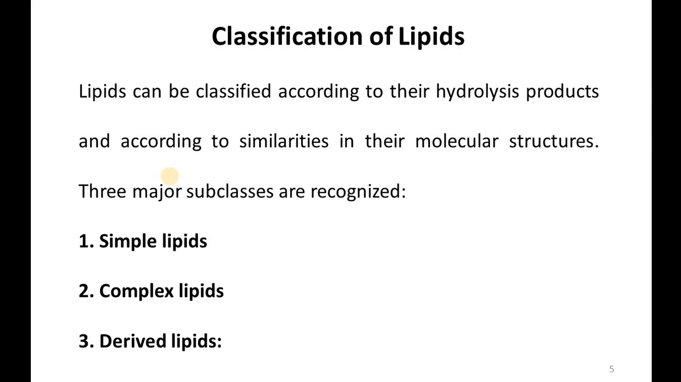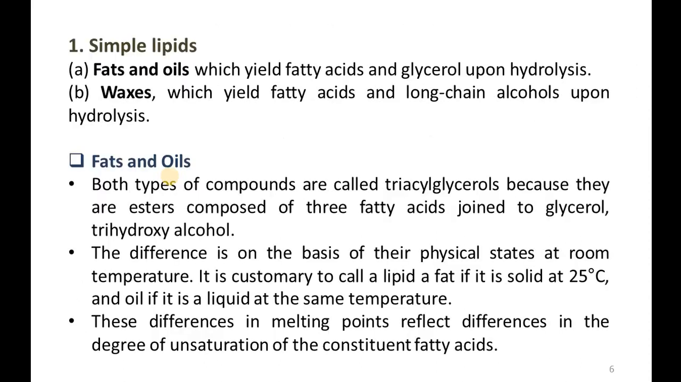Lipids can be classified according to their hydrolysis products and according to the similarities in their molecular structures. So three major subclasses are recognized. Again, we have seen the classification of carbohydrates was based on structure, like monosaccharide, disaccharide, polysaccharide. Classification of lipid is again based on their structure. So three types of lipids are there: simple lipids, complex lipids and derived lipids.